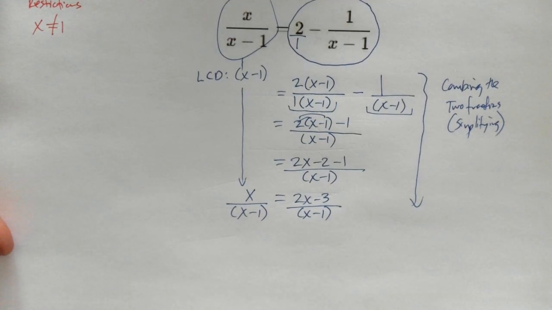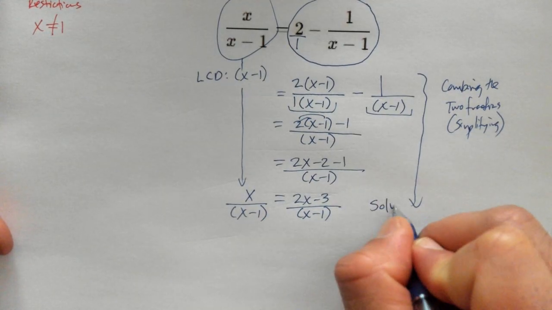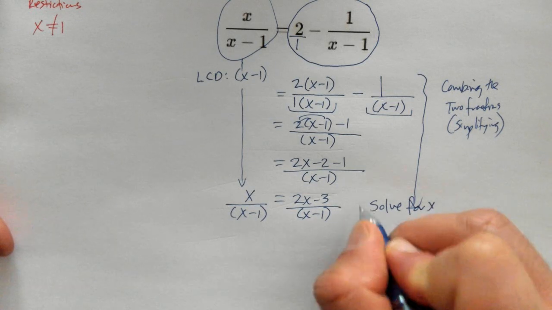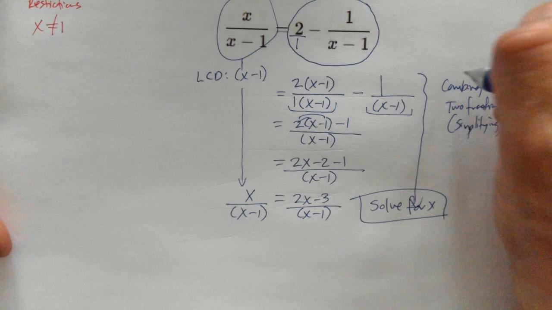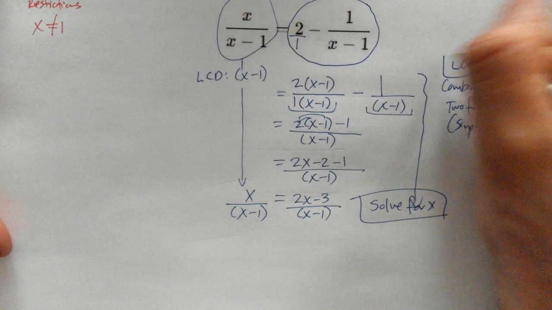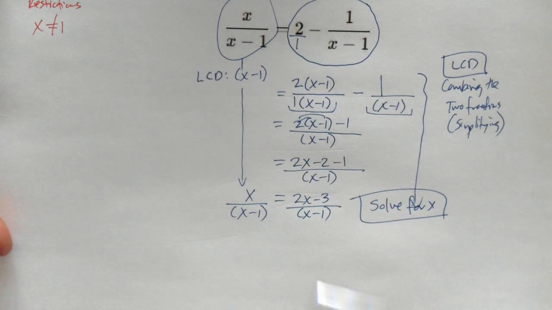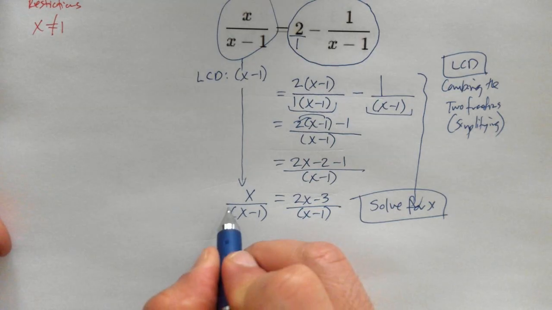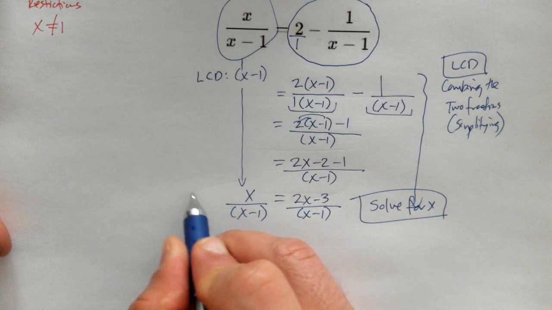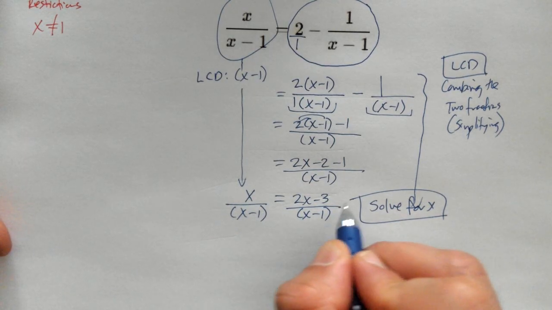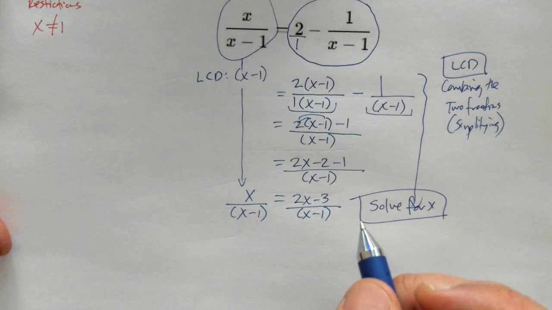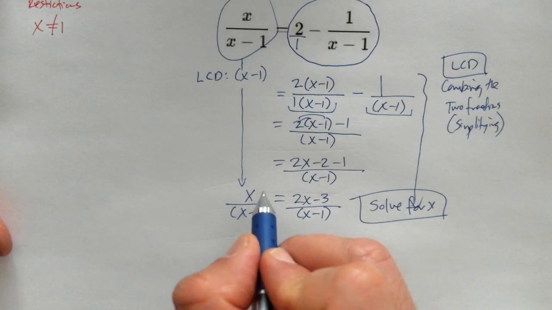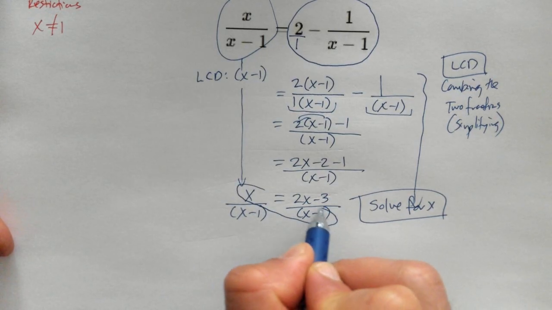All right. Here's where the solving begins. Solve for x. Right? LCD was this step. Now here, if I'm dividing by x minus 1, I can multiply this by x minus 1. If I'm dividing, I can multiply. So it's now that we only have 1 on each side, each fraction, we can get rid of both denominators by using cross multiplication.